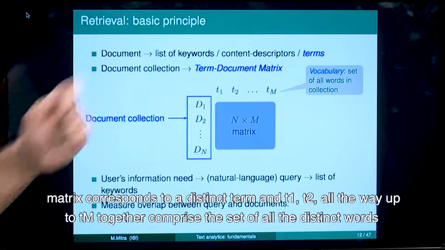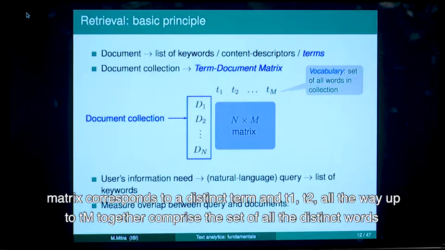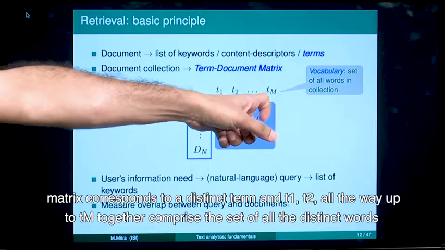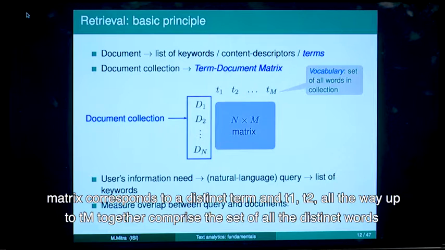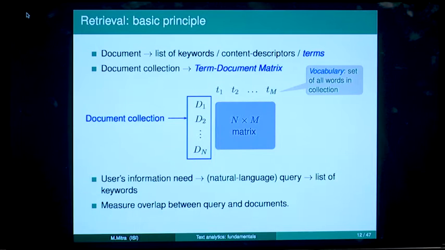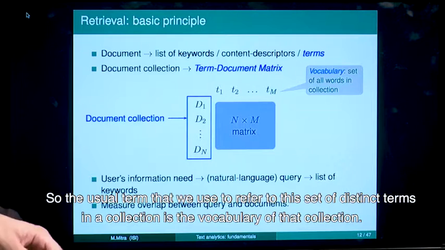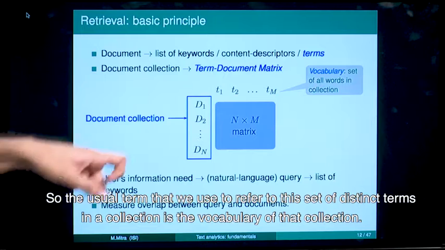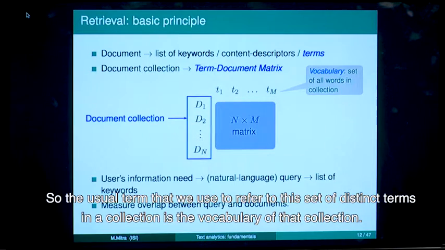Each column of the matrix corresponds to a distinct term, and T1, T2 all the way up to Tm together comprise the set of all distinct words contained in this collection. So, the usual term that we use to refer to this set of distinct terms in a collection is the vocabulary of that collection.